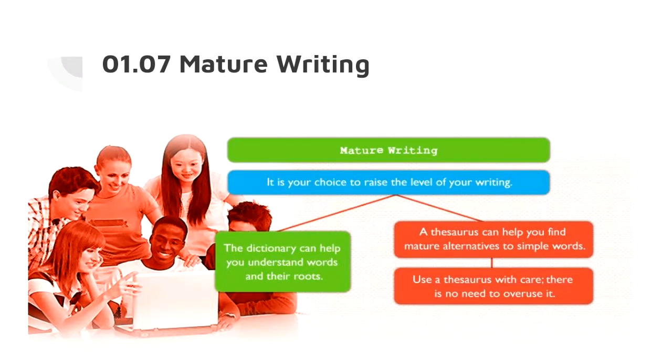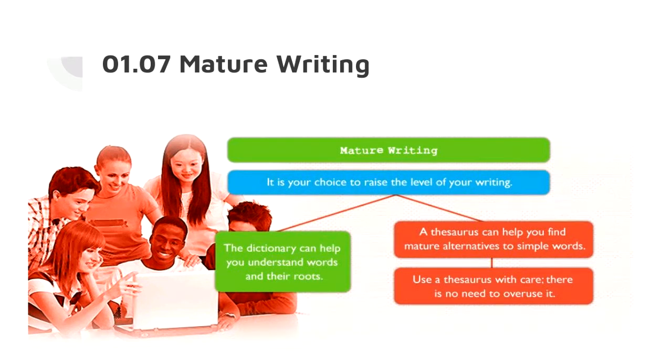So mature writing, again, I want you to go through 1.07 and read it on your own. Take your lessons, take your notes, turn those objectives into notes. And then you should look at the end. This is one of the graphs from lesson 1.07. And you want to look at mature writing. It is your choice to raise the level of your writing, and that's what I really want for you guys, and I know you can all do that.